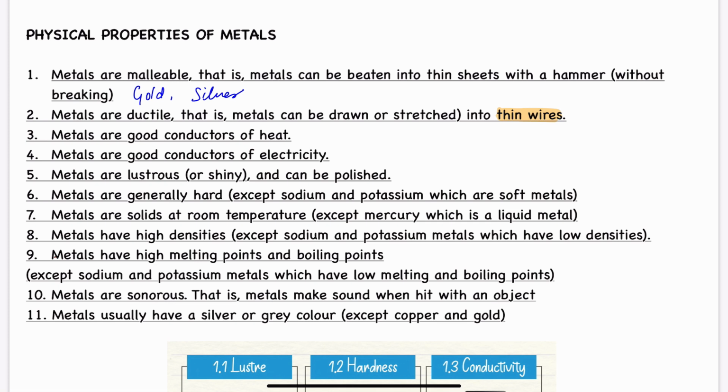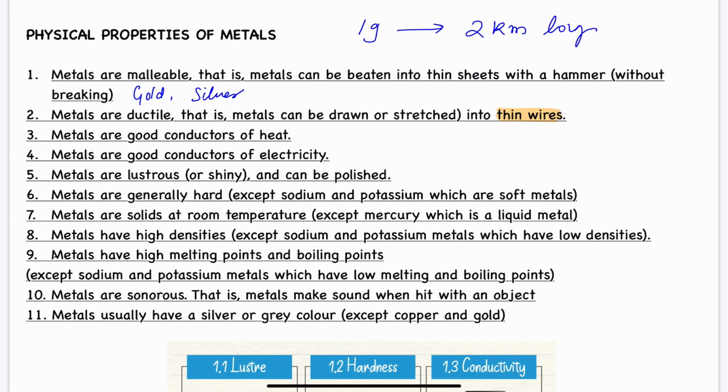Okay. Now coming to metals are ductile, that is, metal can be drawn or stretched into thin wires. So what is ductility? The property which allows the metal to be drawn into thin wires is called ductility, right? Gold is also the most ductile metal. After that we have copper and aluminium metals, which are also ductile and used to make wires. The wiring in our home appliances is made up of copper or aluminium.